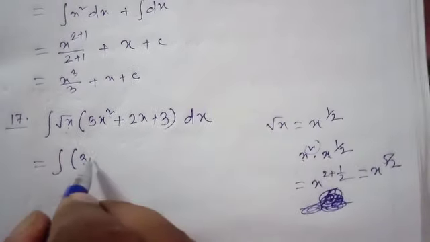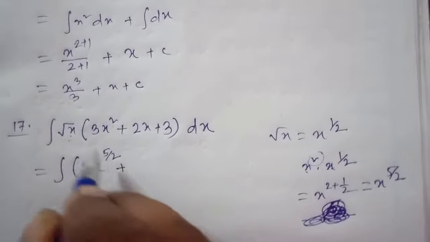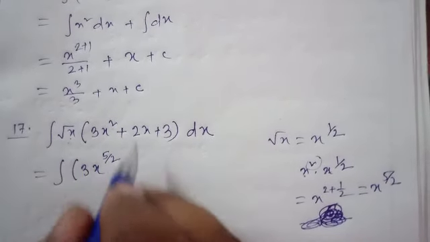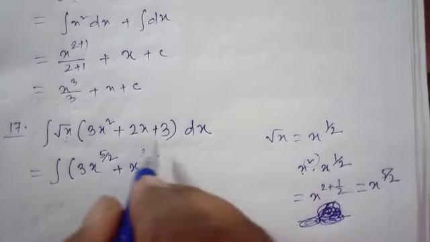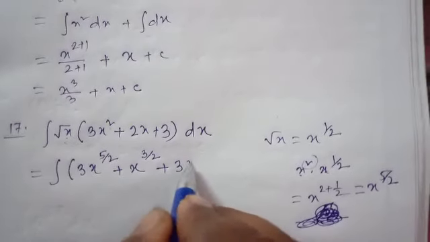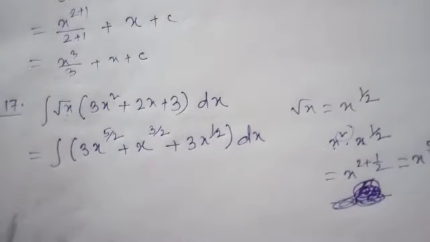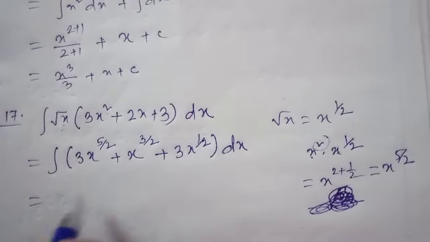So here 3 into x to the power 5 by 2. Next one, 2 into x to the power 1 by 2 into x, so that means x to the power 3 by 2. You multiply it, and 3 into x to the power 1 by 2 dx. So complete this simplification, then you separate each term.